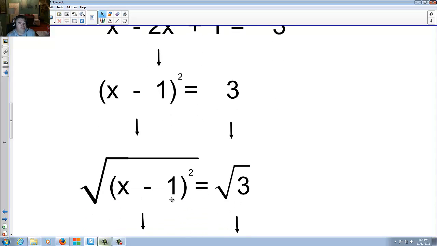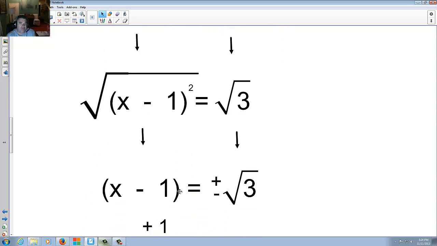Root just becomes x minus 1. This is actually still a positive or negative square root of 3. Now, do you want to make it into a decimal? At this stage, I would say don't do it yet. Keep it as positive negative square root of 3. If you make it a decimal, I won't mark it wrong. It just might be easier to have it in this form.